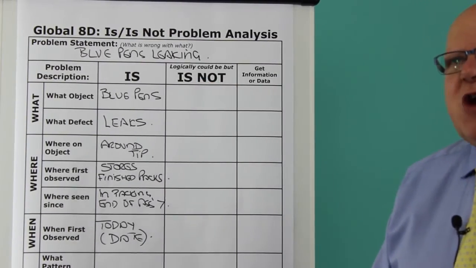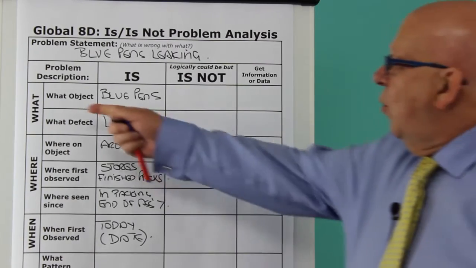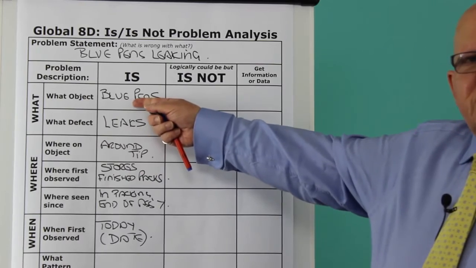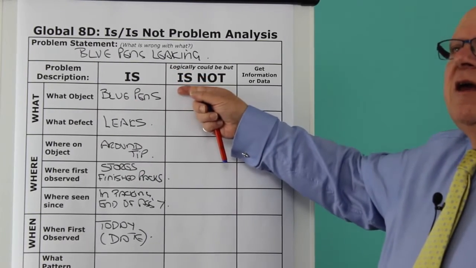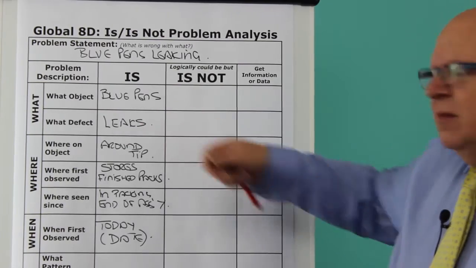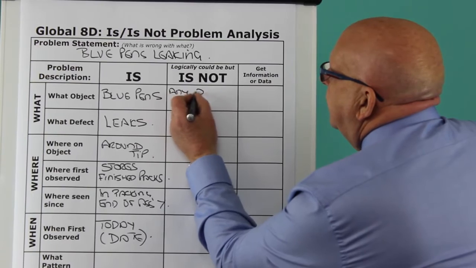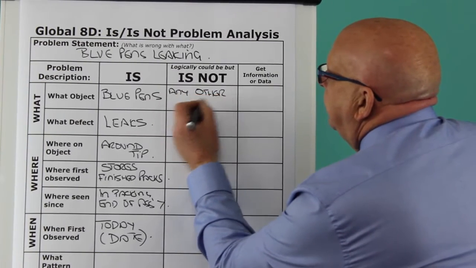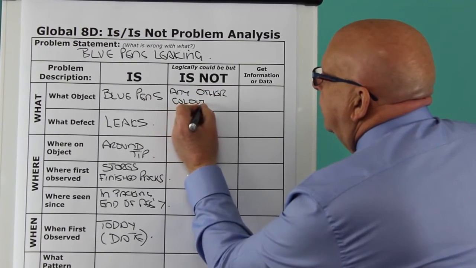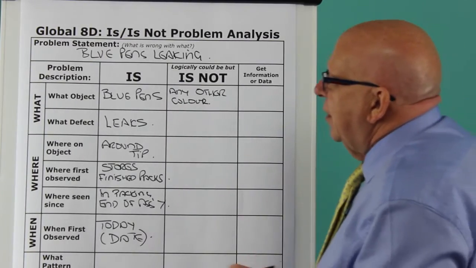Where is it? What is it not? Okay, we've done the is. We're now looking at the is not. So what object? Well, we know it is the blue pens, but logically, it could have been the red, the green, the pink, the black, but it's not. So what we're saying, it's not any other colour. Logically could be, but it's not.